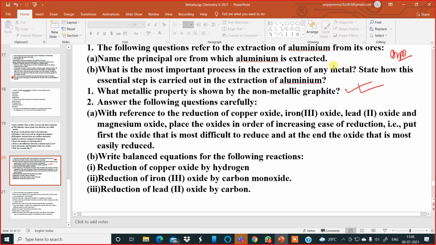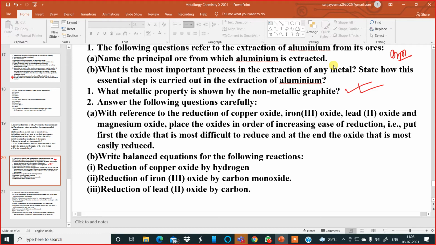Graphite conducts electricity, and it also has a shiny appearance. It is lustrous. Two things. I have told you two properties. It conducts electricity as well as it has a shiny appearance. It shines. Okay.